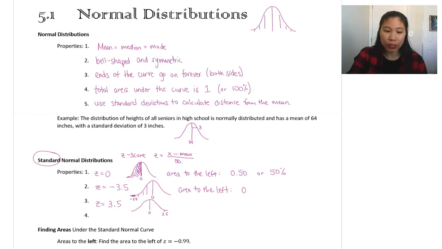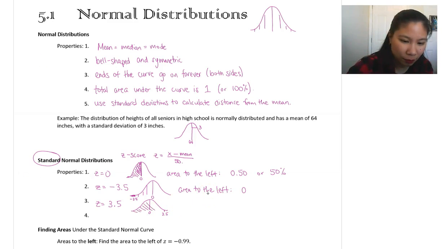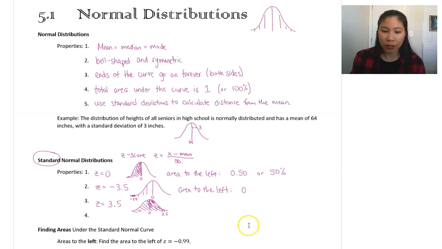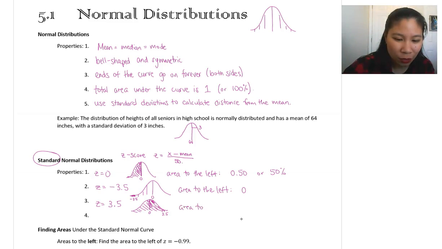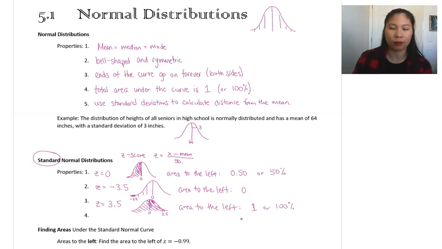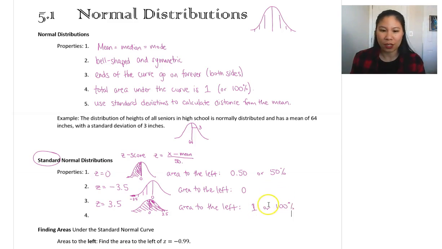Then on the flip side, if we talk about a z-score of positive 3.5, it is going to be on the right side of the 0, all the way over here. So again, if I shade to the left of this, because 3.5 is so far to the right, I'm pretty much shading the entire normal curve. So the area to the left is going to be about 1, or if you want to think about it as a percent, 100%. With 0, it would have been 0%.